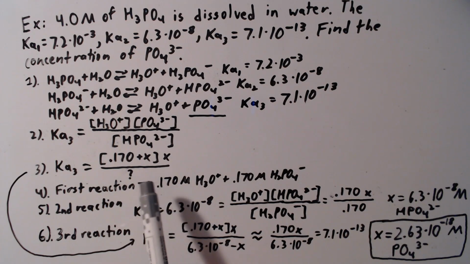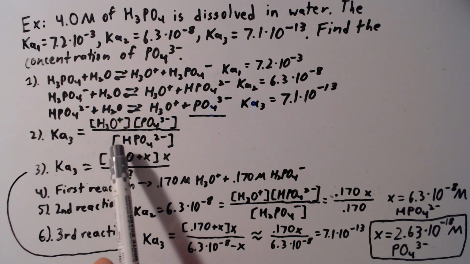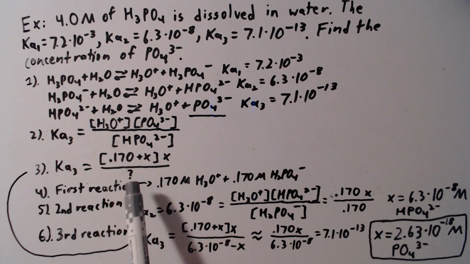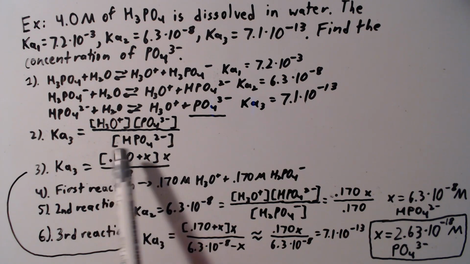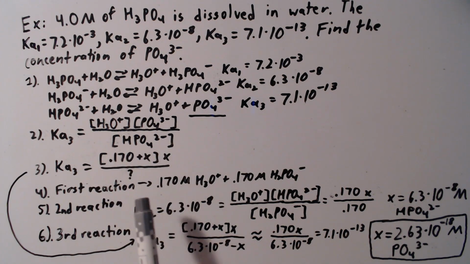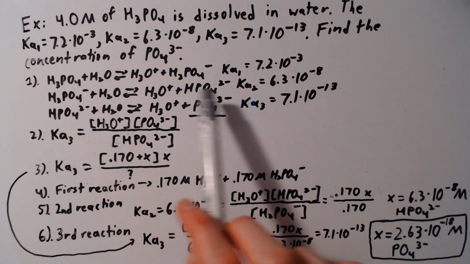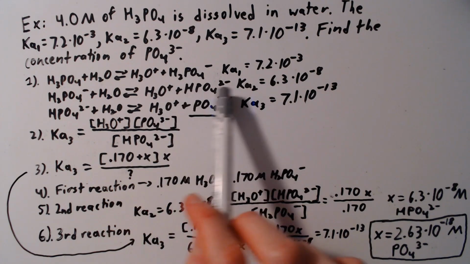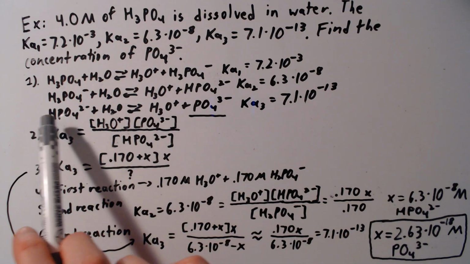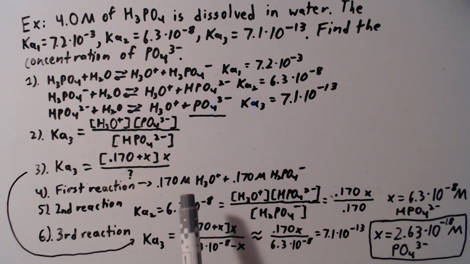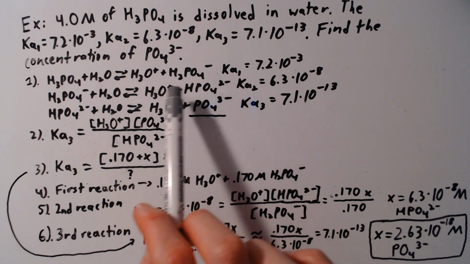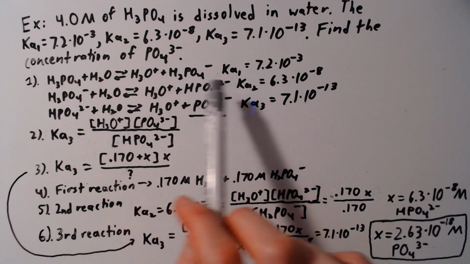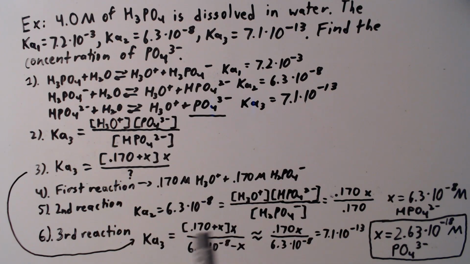The problem is, though, we do not know the initial concentration of HPO4^2-, and we need that to figure out the concentration of PO4^3-. So how do we obtain this concentration of HPO4^2- that was produced by the second reaction and will be used up in the third reaction? Well, we have to go through the first reaction and the second reaction to get the concentration of HPO4^2-. So this is what we do.